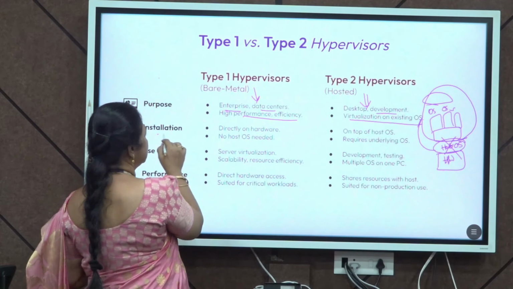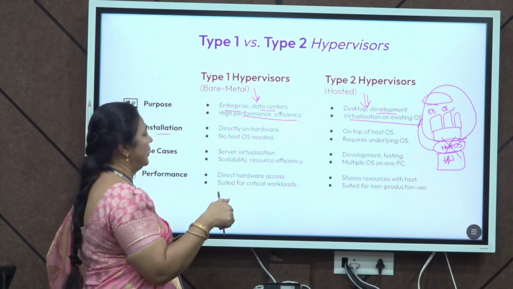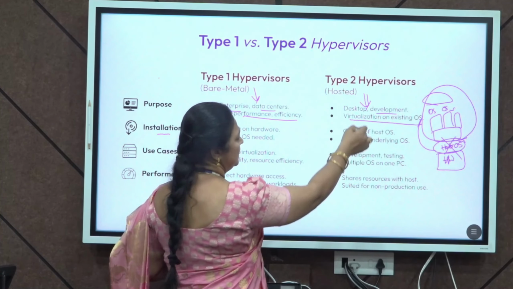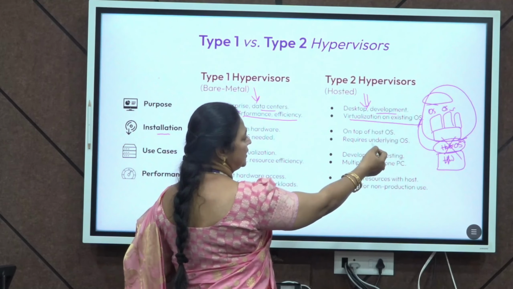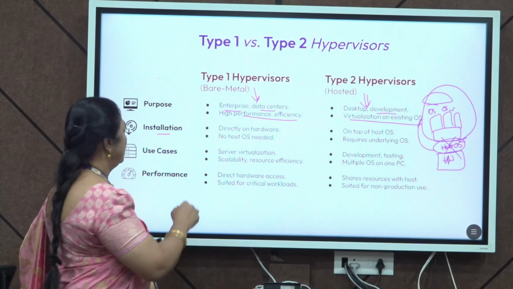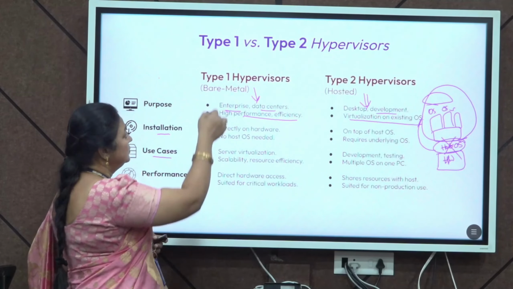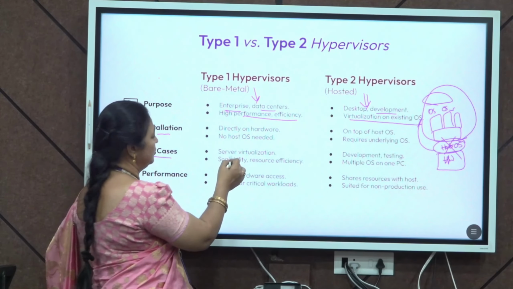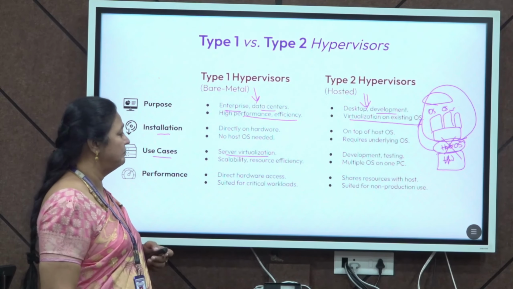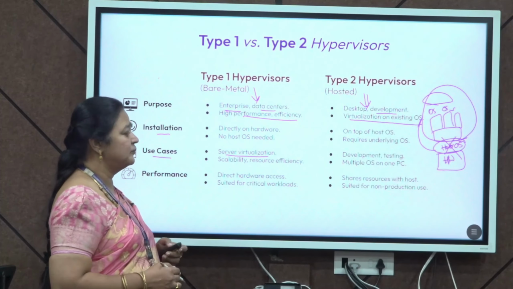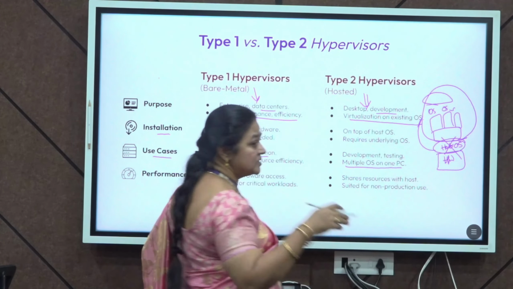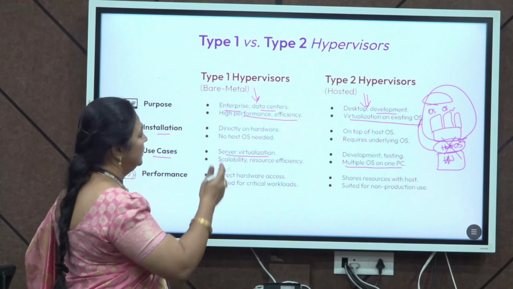Then about installation: type 1 sits directly on the hardware, and no host operating system is needed. Of course, we know type 2 sits on top of the host operating system, and it requires the underlying host operating system to load the hypervisor. And what are the use cases? Generally type 1 hypervisors are used for server virtualization, scalability and resource efficiency. But type 2 is for development, testing, and if you want multiple operating systems on one single PC, then type 2 is okay.